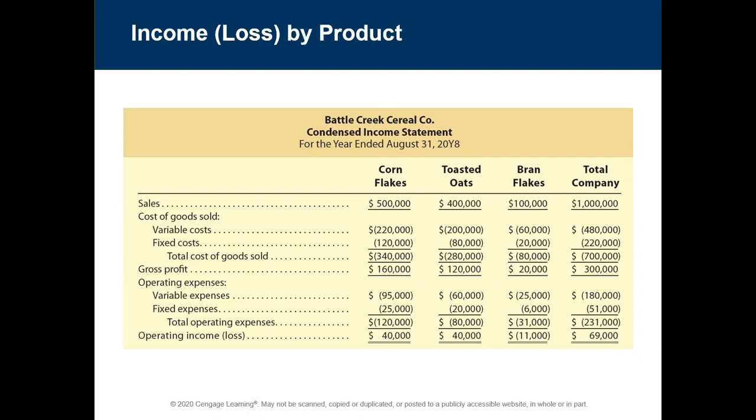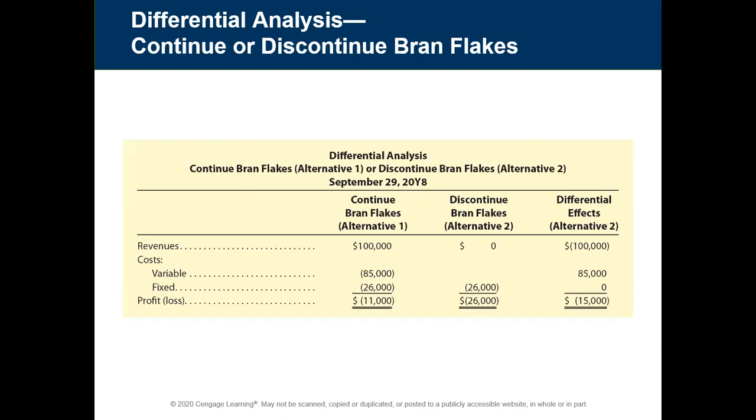Okay. So here's what a differential analysis would look like. It would have option 1 or alternative 1, continue the Bran Flakes. If we do that, we lose the revenue, we lose the variable cost, and we lose the fixed cost. So we lose it all. But if we discontinue it, we're still going to have the fixed costs. And again, you have to read the problems carefully because it'll tell you, oh, this part of the fixed cost won't go away or something like that. And we've already kind of looked at some other problems that are like that.